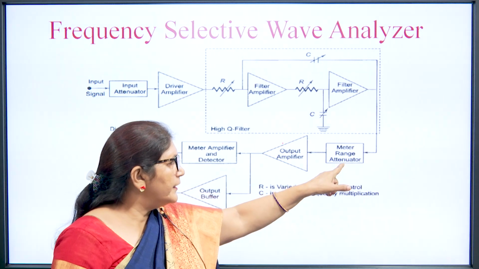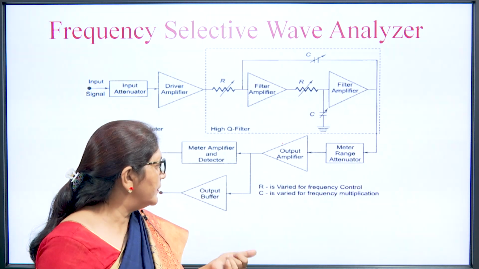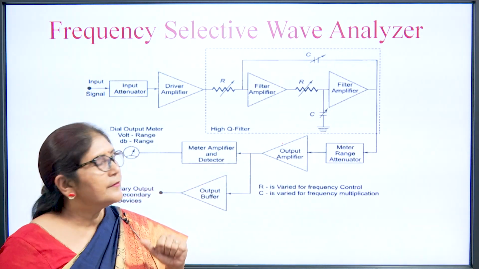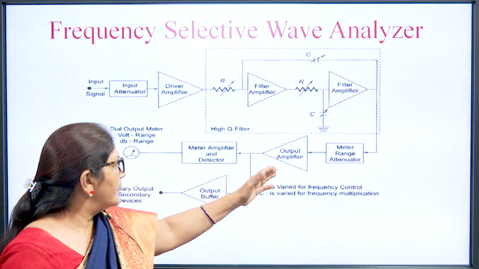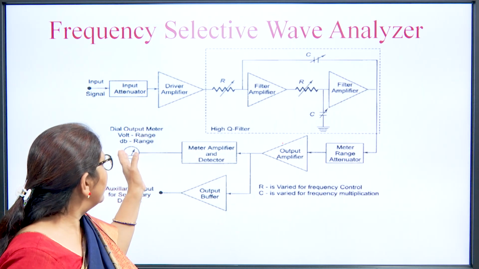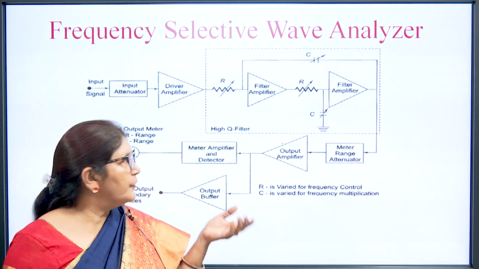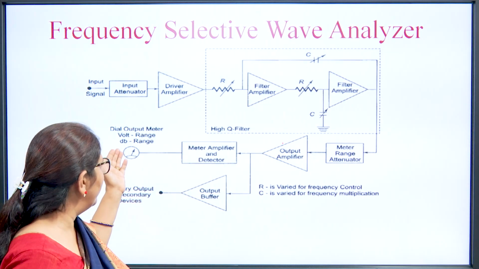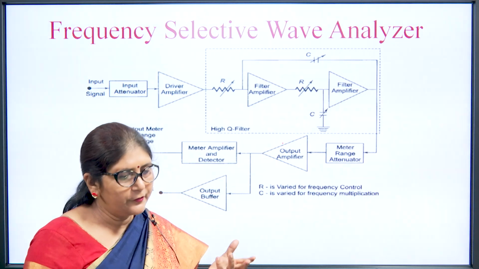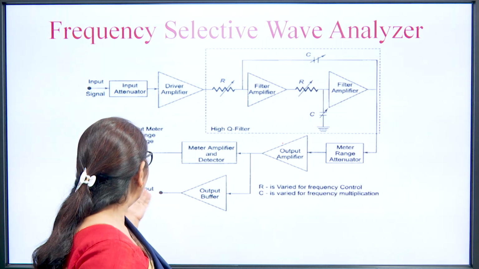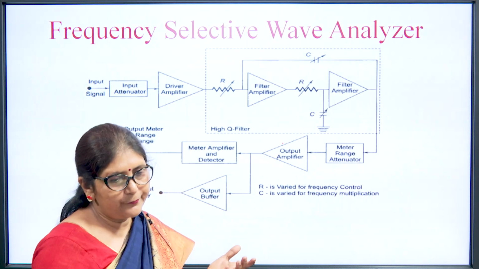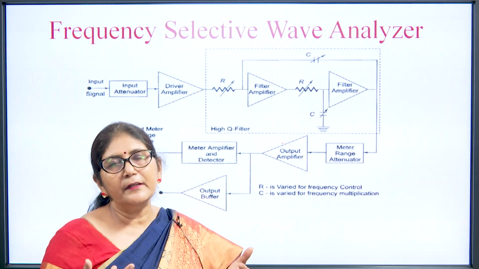Then it is fed to the attenuator circuit. It will select the meter range frequency, whatever the range of the meter, and that amplitude is selected by this filter. Then it is amplified by the output amplifier. Then it is fed to the meter amplifier and detector circuit, which basically converts AC into DC, and then it is measured by the voltmeter. If it is required to display on a screen, suppose we want to display it on the computer screen, then it is fed to the auxiliary output for the secondary device. So, that is all. I have discussed two types of analyzers in this lecture, the wave analyzer and the spectrum analyzer.